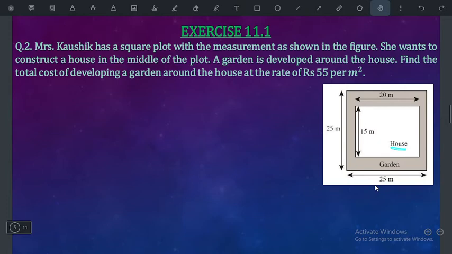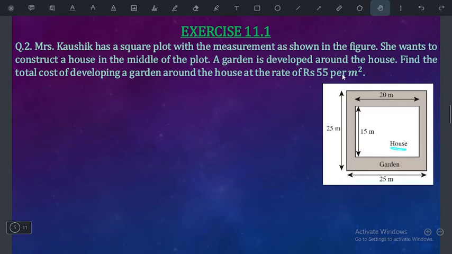Find the total cost of developing a garden around the house at the rate of rupees 55 per meter square. Which thing do we want to find out? Total cost of developing a garden around the house, and the rate of the garden making is rupees 55 per meter square.